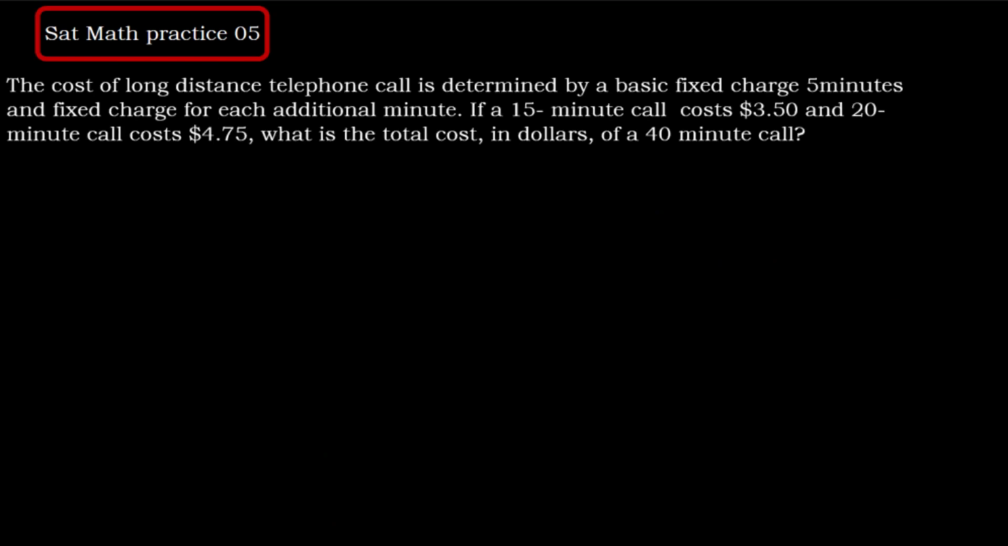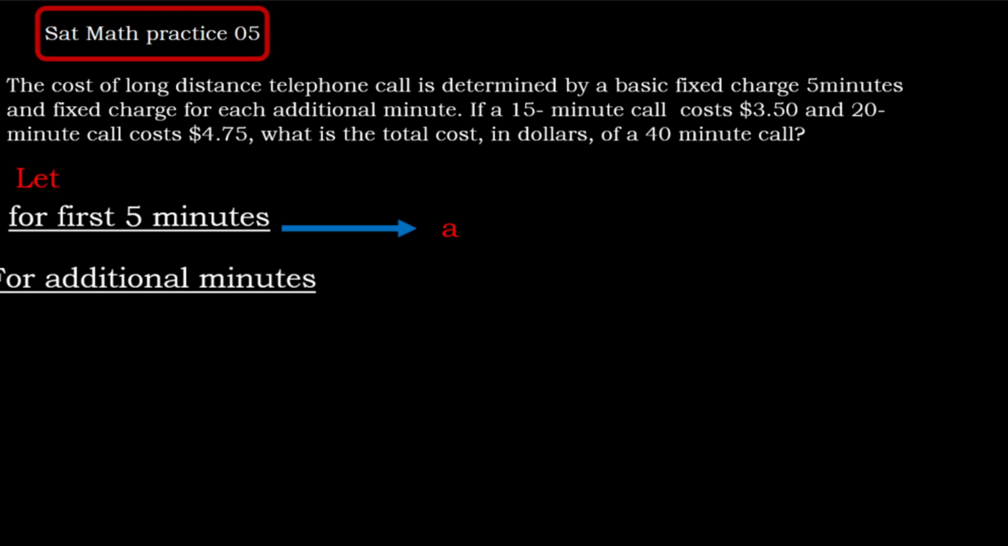The cost of a long distance telephone call is determined by a basic fixed charge for the first 5 minutes and a fixed charge for each additional minute. If a 15-minute call costs $3.50 and a 20-minute call costs $4.75, what is the total cost in dollars of a 40-minute call? Okay, let the cost for the first 5 minutes be A, and the cost for each additional minute be B.